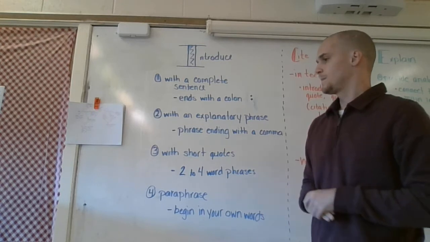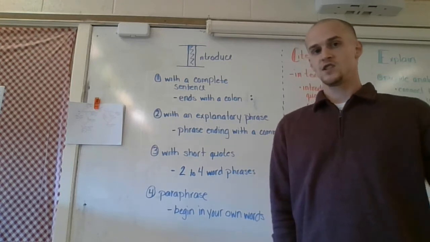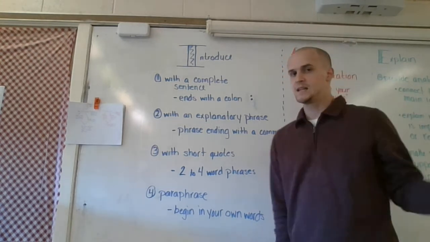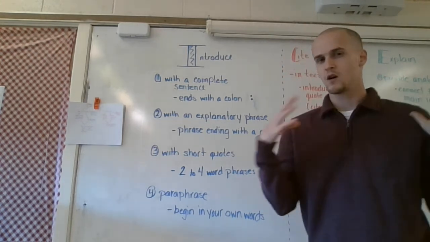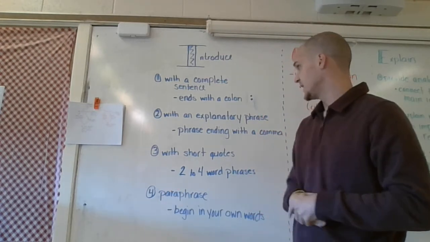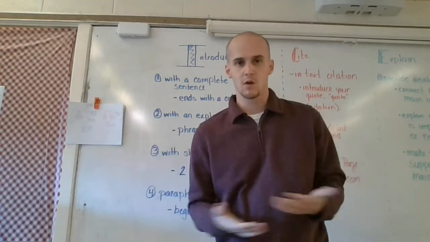Your 4th step or your 4th option is to paraphrase. You begin your statement in your own words, and then you end it with the quote. You begin it in your own words, paraphrase what the first part of that says, and then you end it with the quote. All right, now we're going to go to the C part, the cite part.